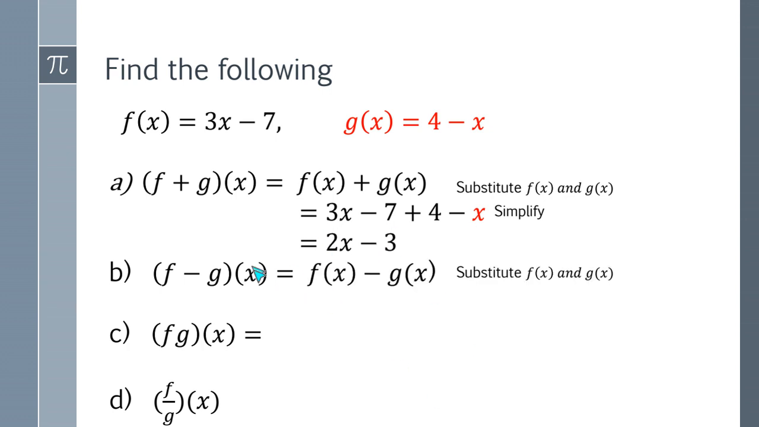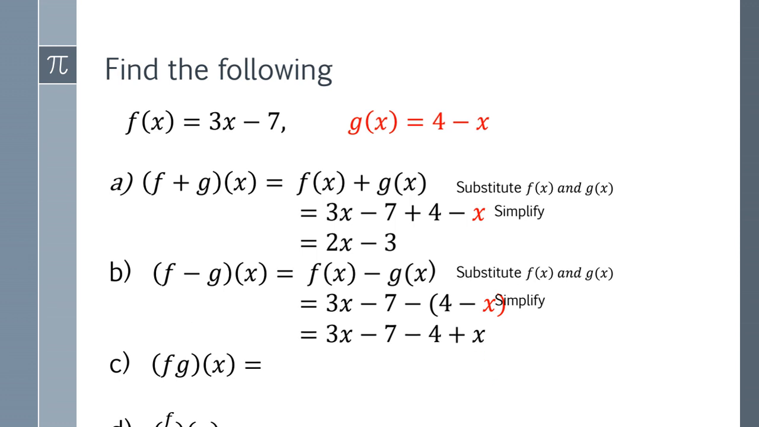Now for subtraction, same idea. We rewrite it. So this is f of x minus g of x. I'm going to substitute my values. So f of x is 3x minus 7 minus, and notice I put parentheses here. The parentheses is important because that minus sign has to be distributed all the way across. If you forget the parentheses, then one of the common mistakes is that the negative is only applied to the first number.